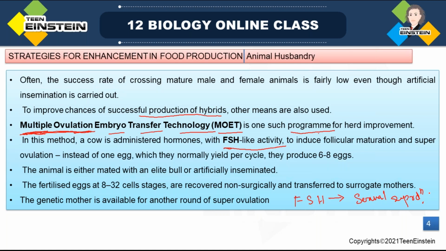How does it work? In a female, follicle stimulating hormone helps to control the menstrual cycle or ovulation, and it stimulates the growth of eggs in the ovaries. So FSH has a very important role in ovulation, as it stimulates the growth of eggs in the ovary.